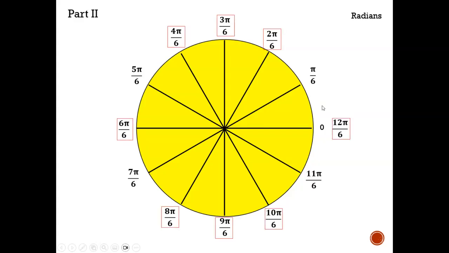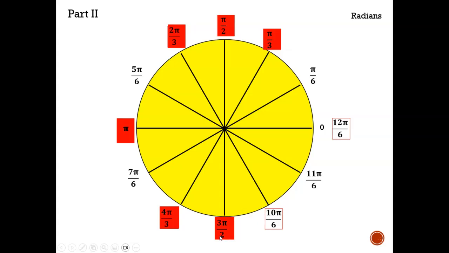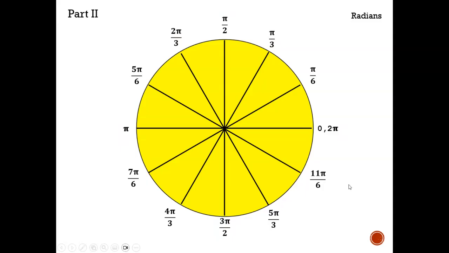Now, just like before, we need to reduce all the fractions that are reducible. 2 pi over 6 reduces to pi over 3. 3 over 6 reduces to 1/2, so 1/2 pi or pi over 2. 4 pi over 6 is 2 pi over 3. 6 pi over 6 is pi. 8 over 6 reduces to 4/3, so 4/3 pi. 9 over 6 reduces to 3 over 2. 10 over 6 is 5 over 3. And the last one, 12 over 6 is 2, so we get 2 pi. So those are our radian values.